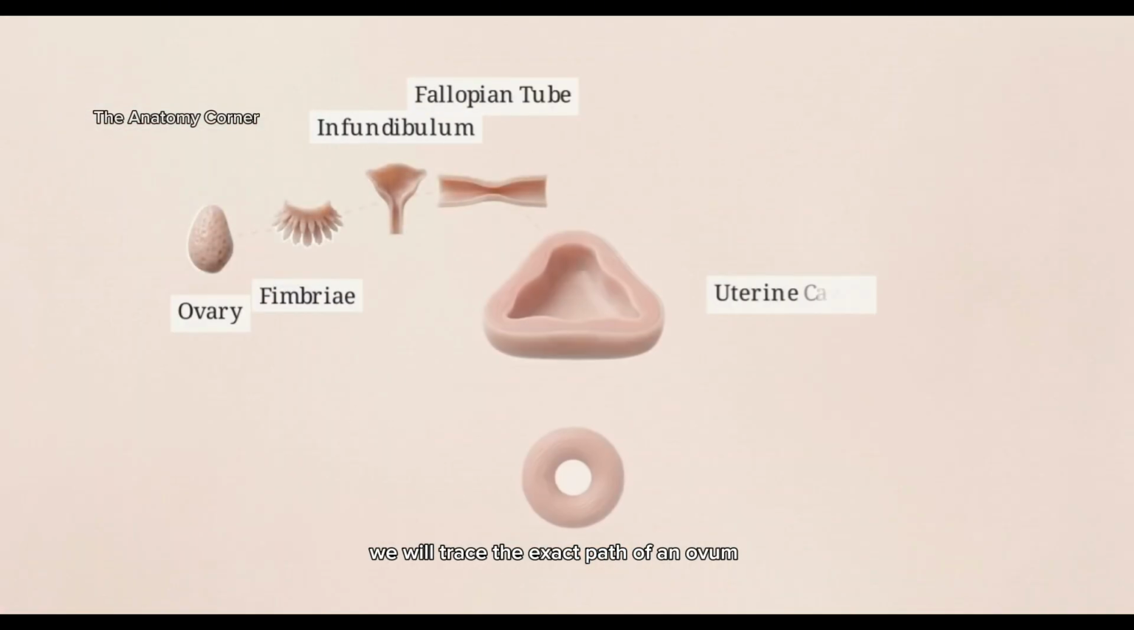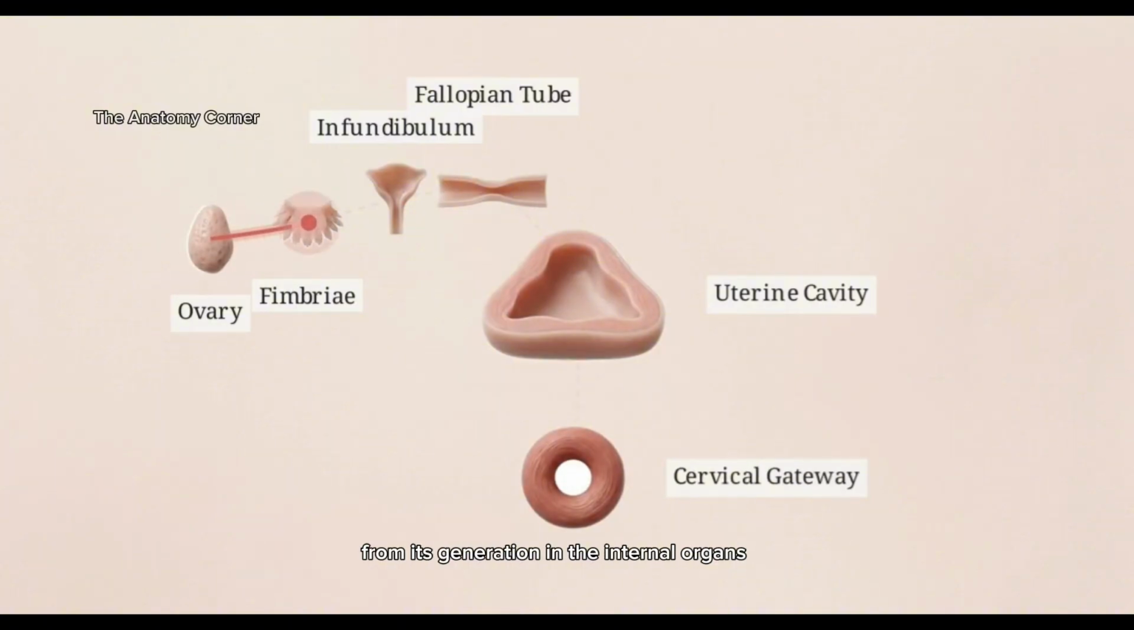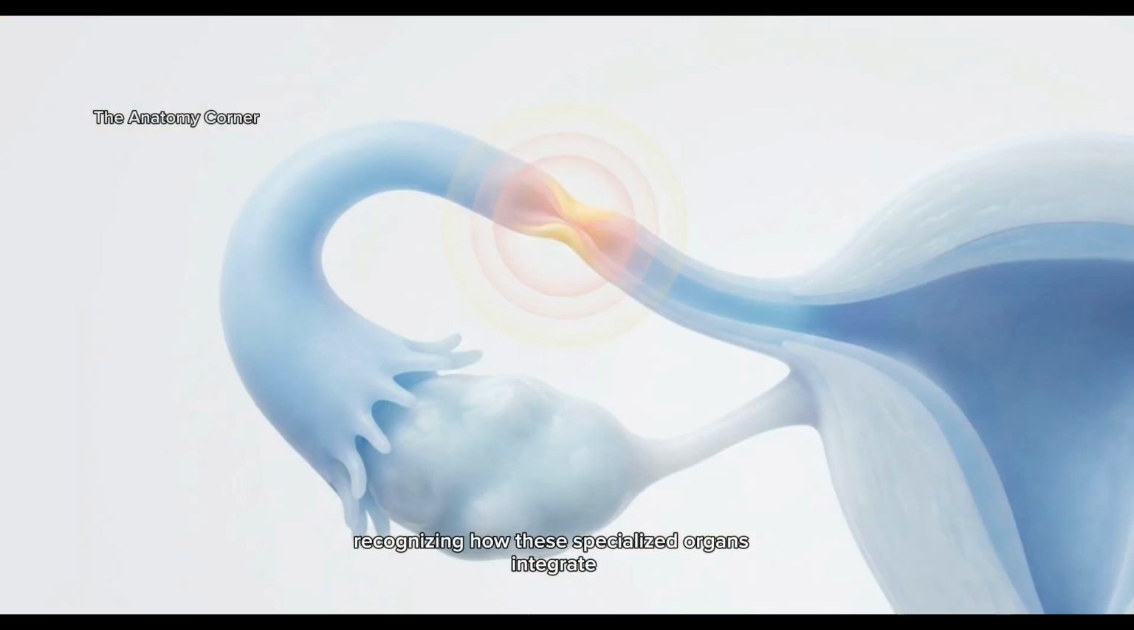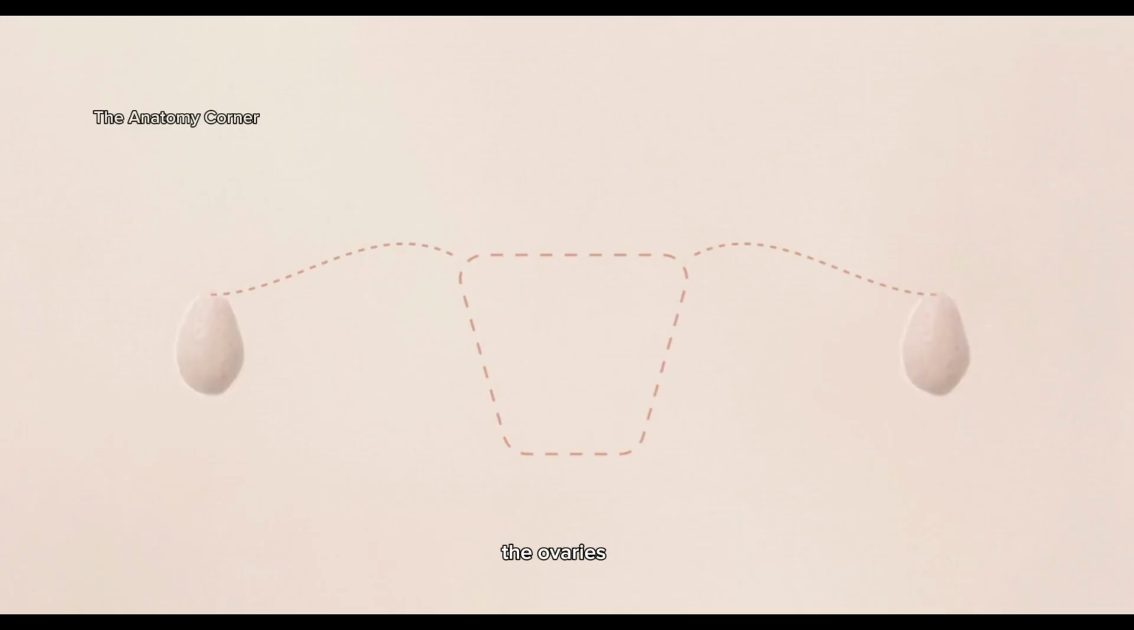We will trace the exact path of an ovum from its generation in the internal organs outward through the structural layers. Recognizing how these specialized organs integrate reveals how minor anatomical disruptions trigger systemic clinical consequences. This map of the reproductive tract identifies the starting point of the pathway, the ovaries.